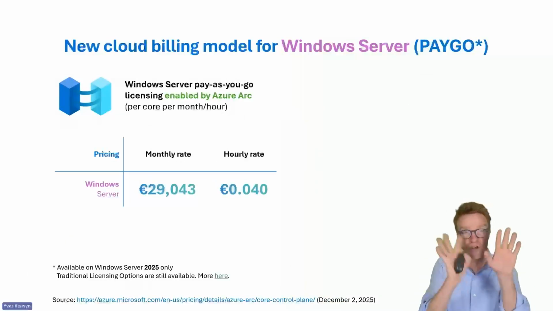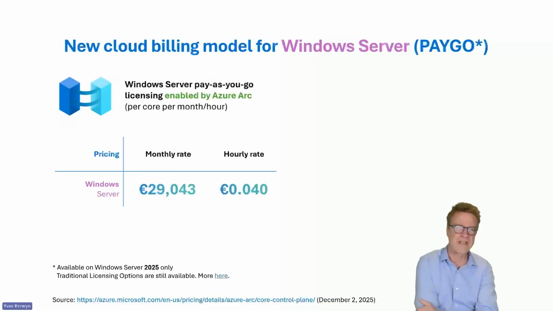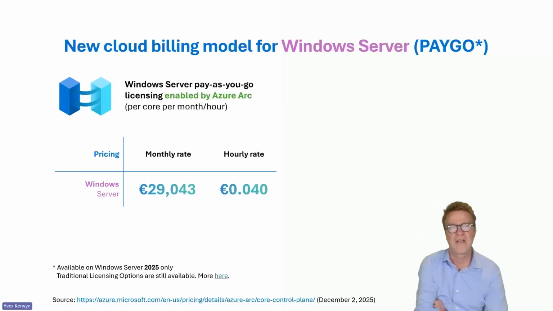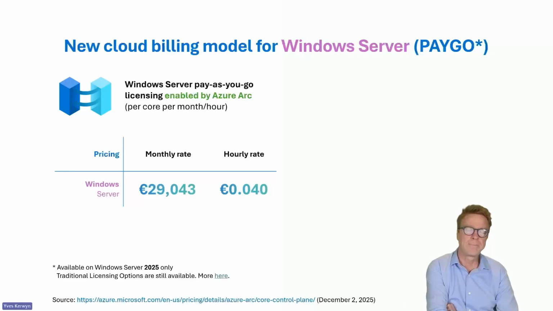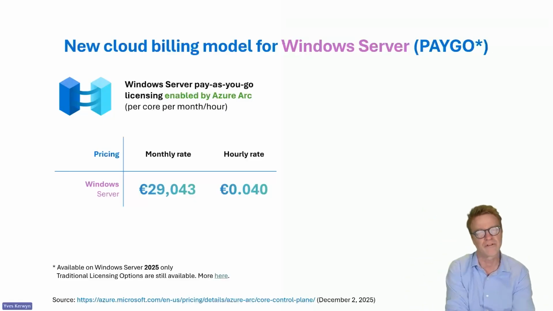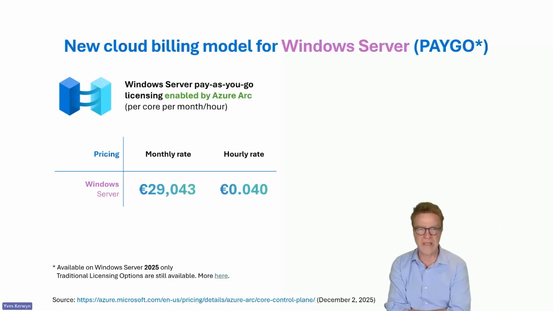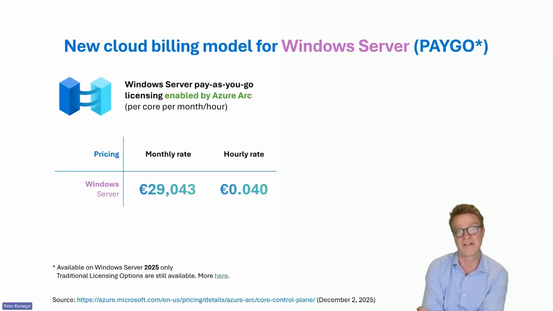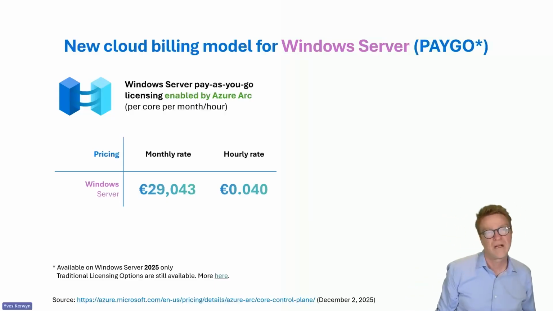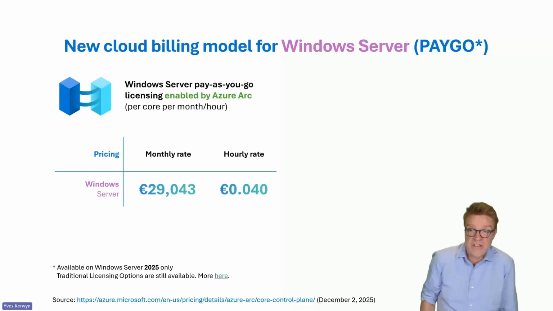For Windows Server, just to give you an idea, and it was on the slide already, it's not just about monthly rates, but it's also about hourly rates. If you start to use a CSP license, and of course it needs to be Windows Server 2025, then you can have an hourly rate of what you see there on the slide in euros. And again, this is pricing from December last year. And that is actually the CSP model.